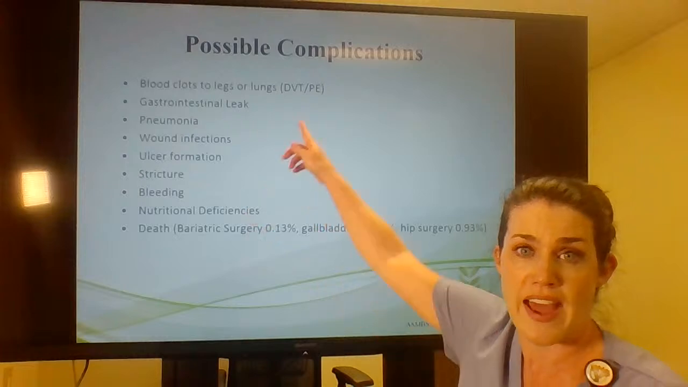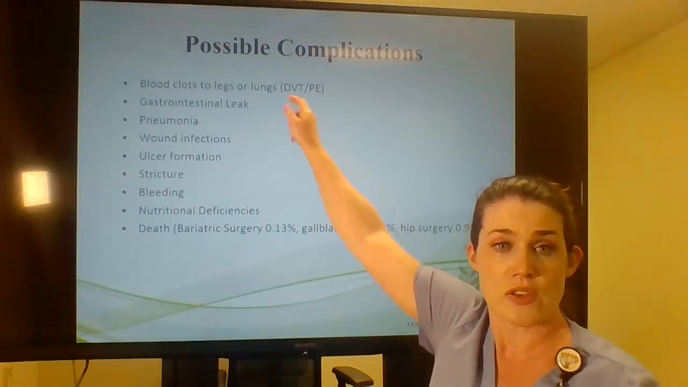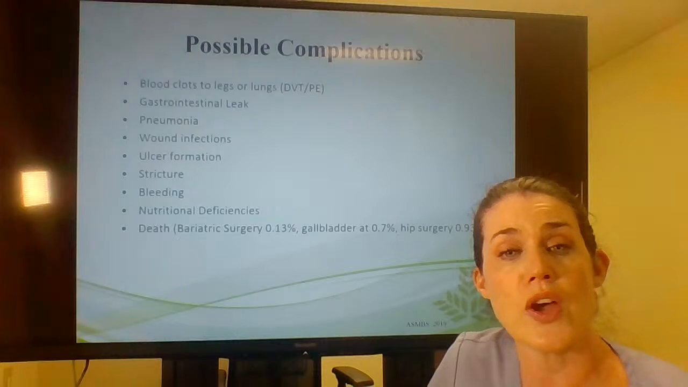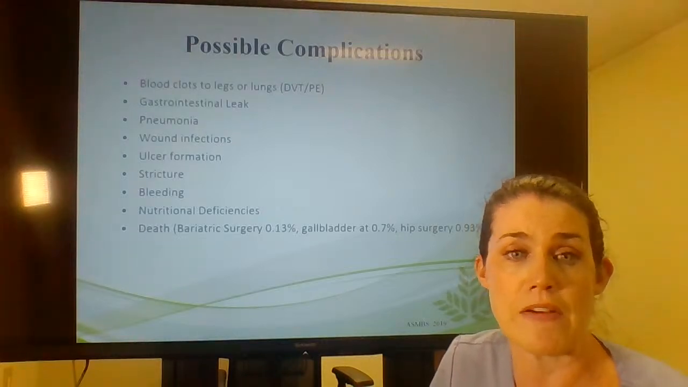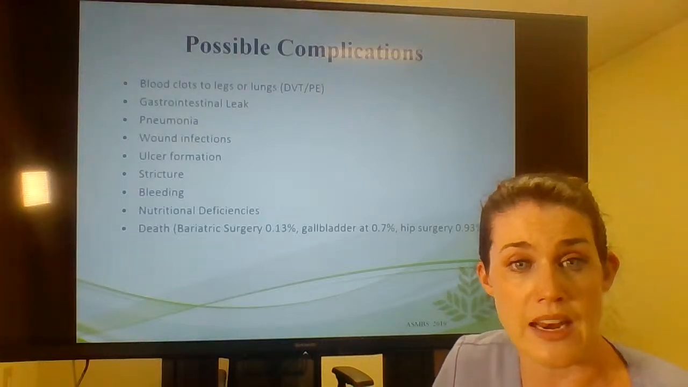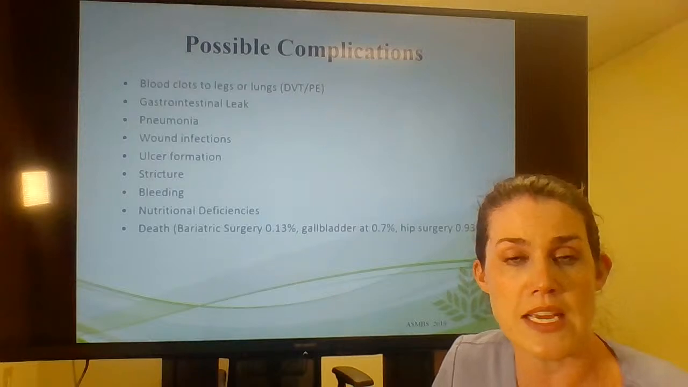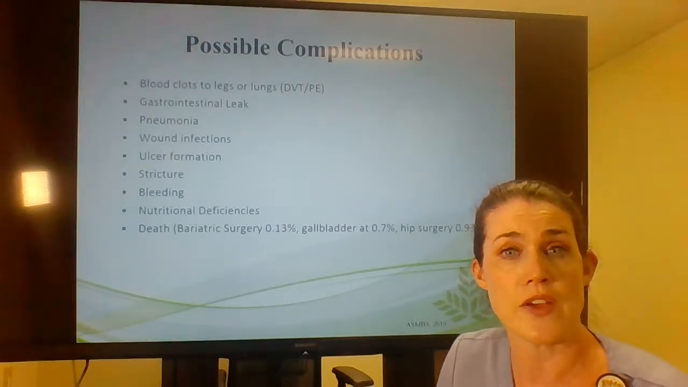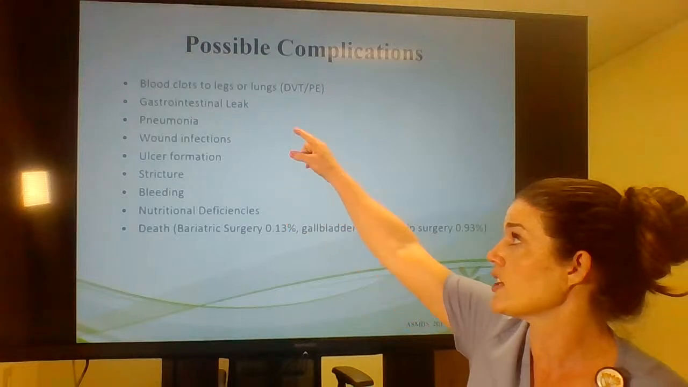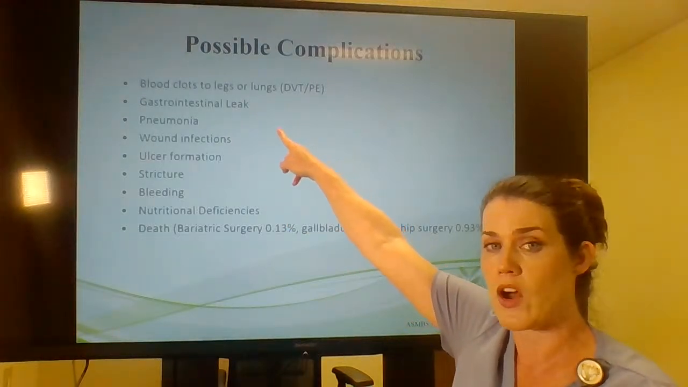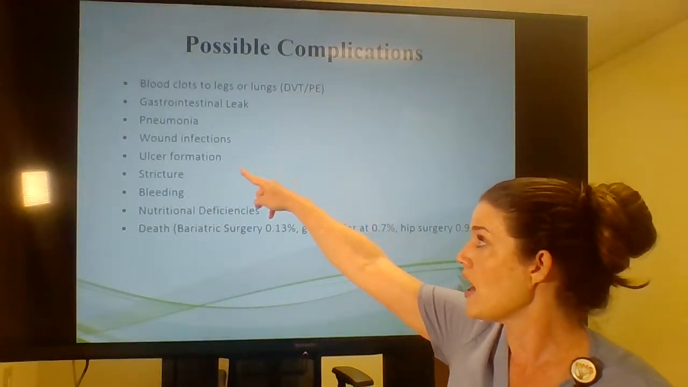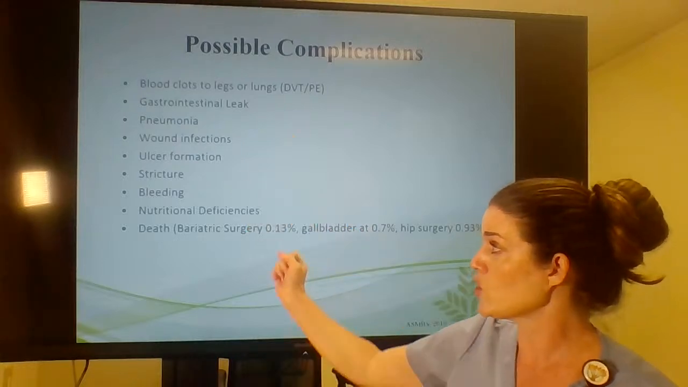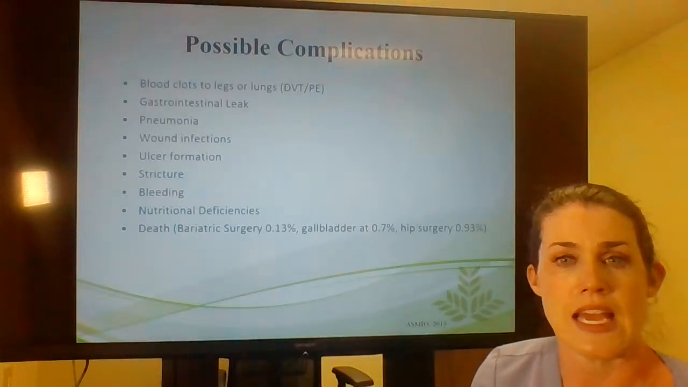However, with the caveat to that, blood clots in the legs or the lungs, there is an increased risk of blood clot development due to obesity in general. That's why we have a very specific plan, a protocol that we follow to decrease the risk of this in our population. Now, the ones that are specific to gastric bypass and sleeve gastrectomy are the intestinal leak, which we've talked about in detail. Ulcer formation, we talked about the things to avoid. We've talked about stricture and we've talked about nutritional deficiencies.